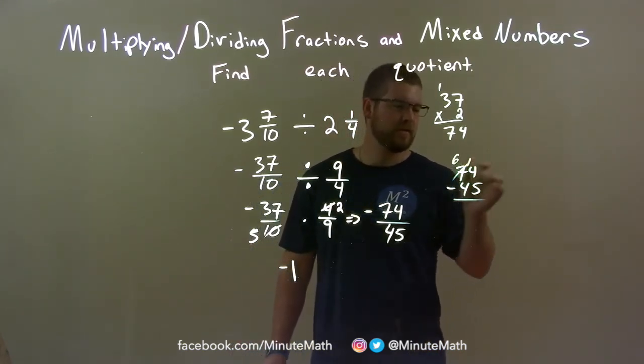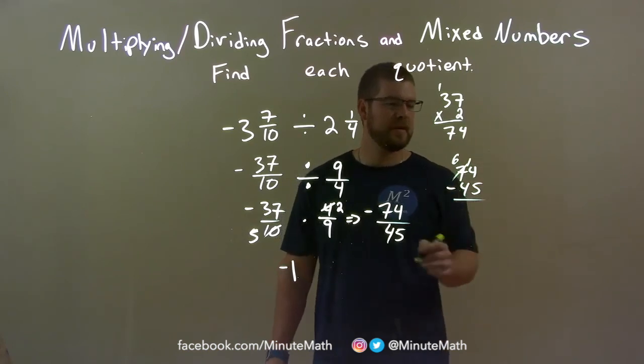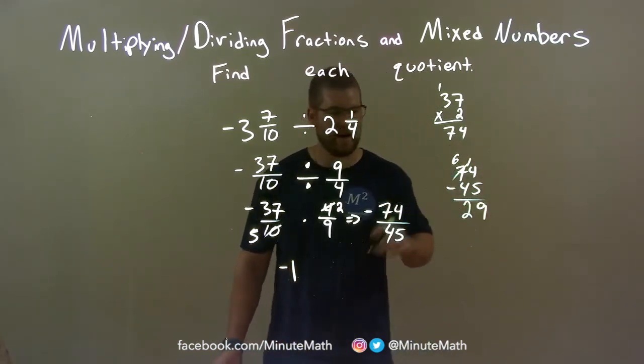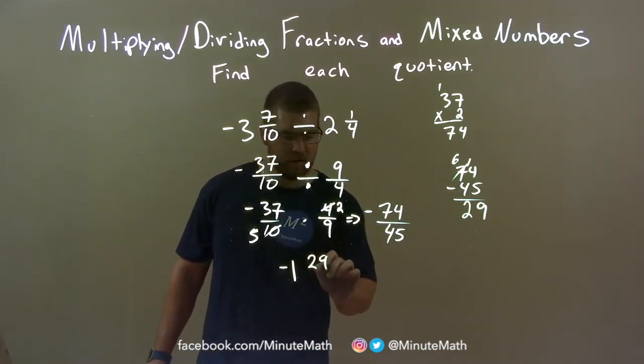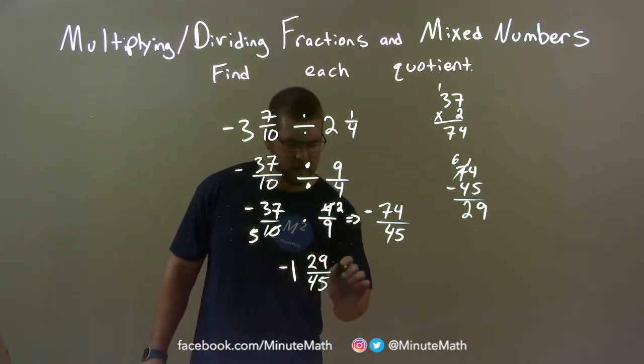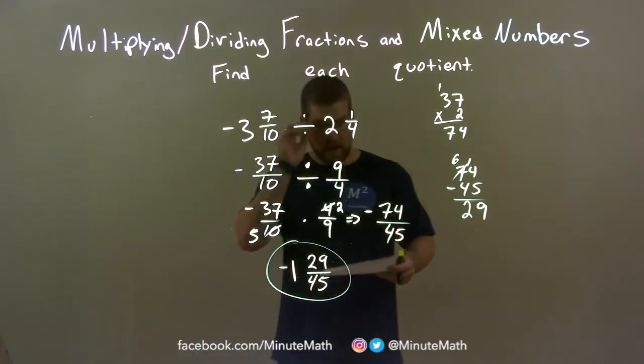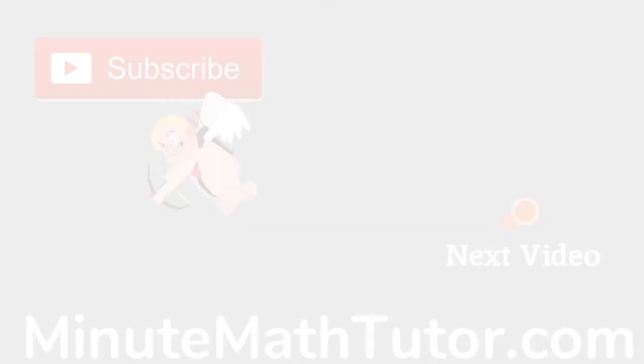4 minus 5, we have to borrow, so 14 minus 5 is 9. 6 minus 4 is a 2. We got 29. So I got 29 here over 45. And there we have our final answer, negative 1 and 29 over 45.